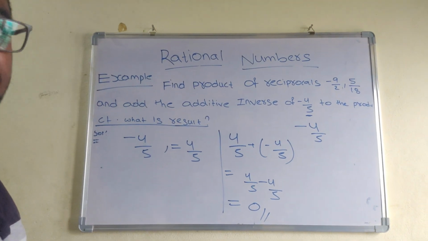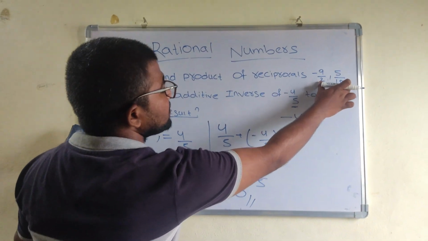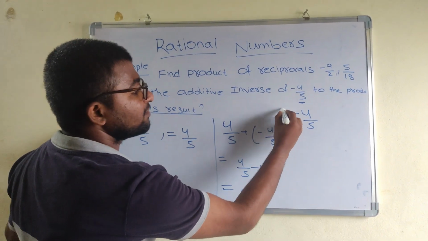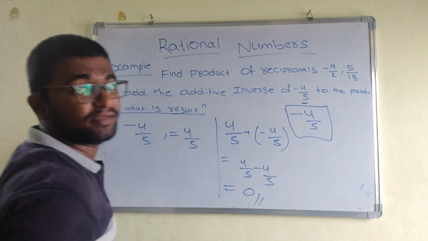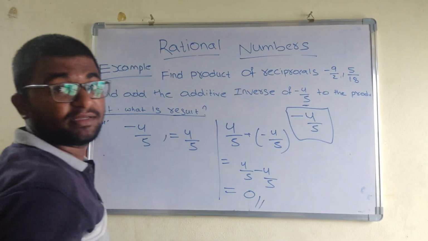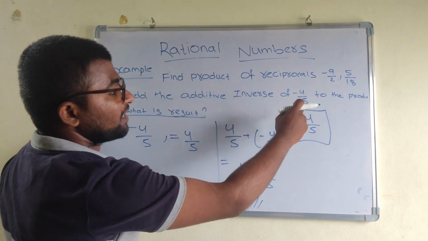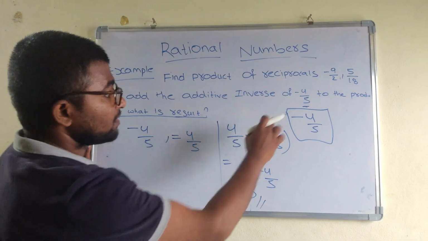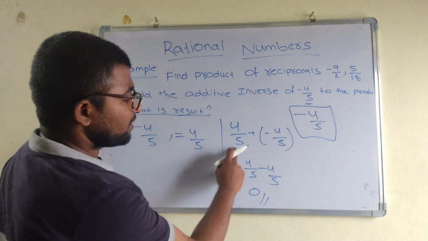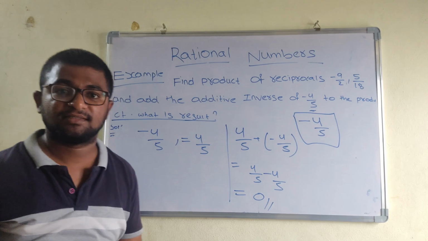In this problem we found the reciprocals of these two numbers and took the product of those reciprocals. What result do we get? We get minus 4 by 5. In the next step, we need to find the additive inverse of minus 4 by 5, and add the inverse of this number to the product of those reciprocals, that is 4 by 5 minus 4 by 5, and we get the result 0. I hope everyone understands these example problems.